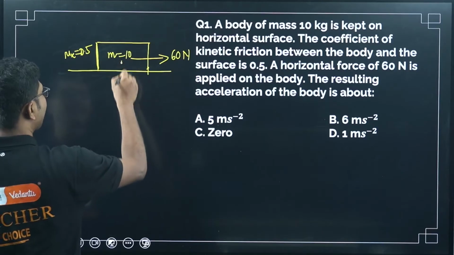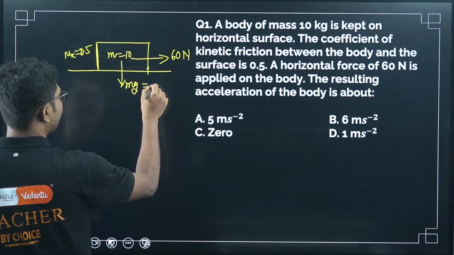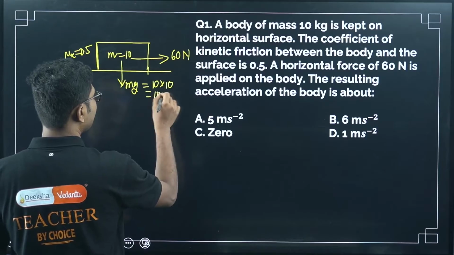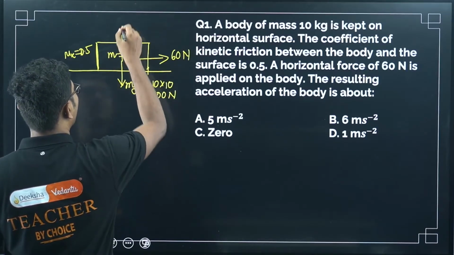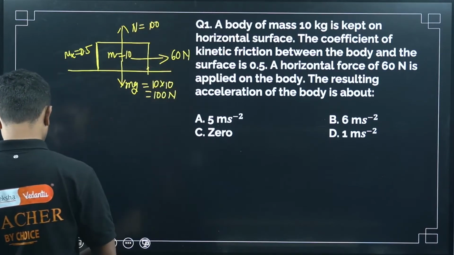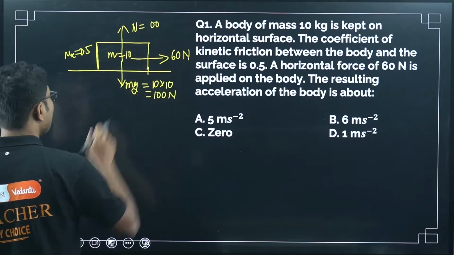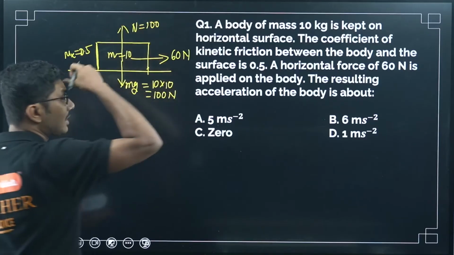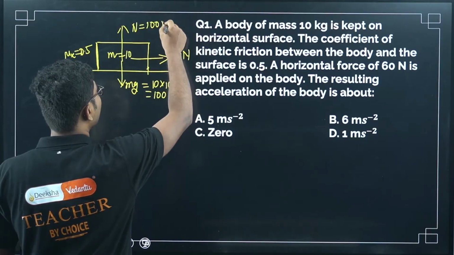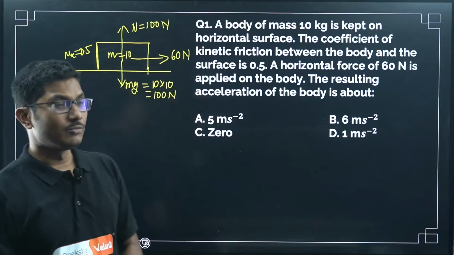First let us calculate the force of friction. mg is equal to 10 times 10, so that is 100 Newton. And what is the normal force? Normal reaction force is 100 Newton again. Now they have not given the static friction at all, so we assume that the object is moving. In case they had given the static friction, then we would have calculated it and checked whether the applied force is more than the static friction or not. They have only given the kinetic friction, so we assume that the object is already moving.